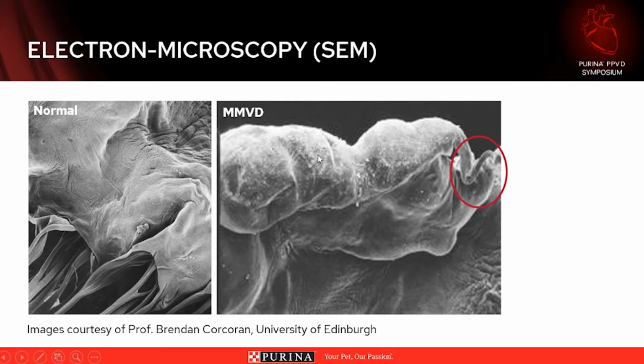We're seeing that leaflet tip incurling, the nodules, and we also see a ruptured chorda tendinea, which wasn't a fixation artifact. This was actually part of the naturally occurring disease. So we can see how different these valves look in their structural layers.